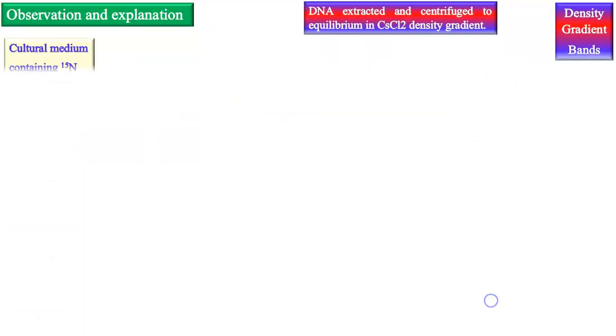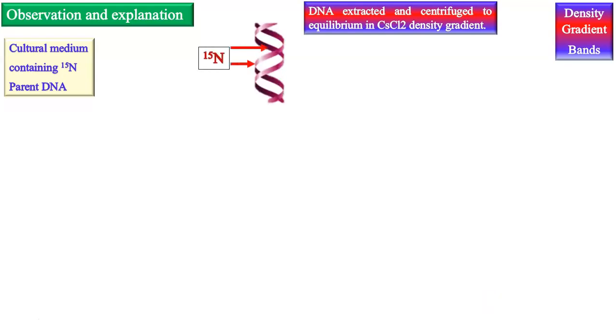Observation and explanation. In step number 1, when we cultured the E. coli bacteria in heavy nitrogen containing medium, we get the DNA having both its strands containing N15. So only one density band is obtained which contains heavy nitrogen. And being heavy, it occupies a position towards the bottom of the tube.